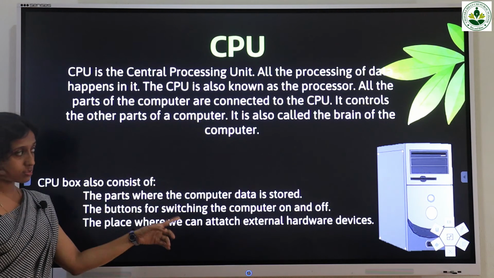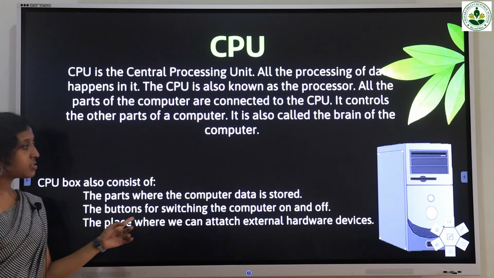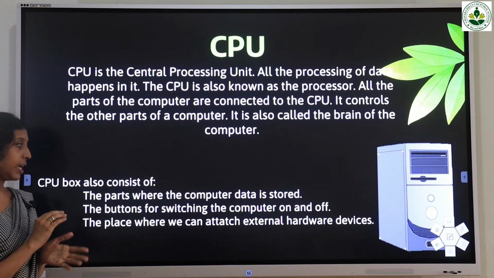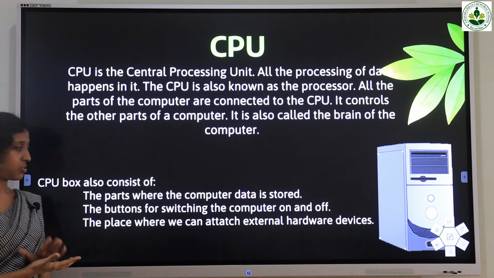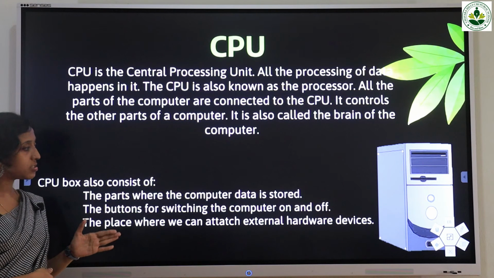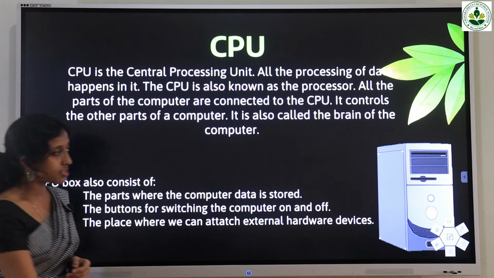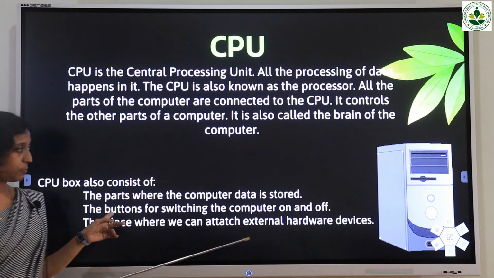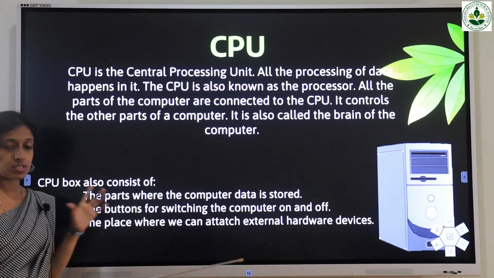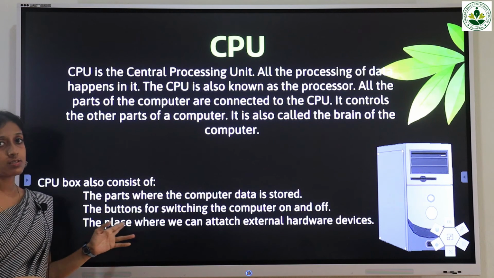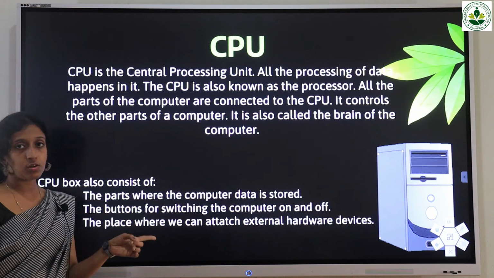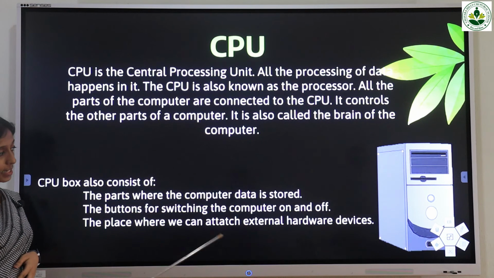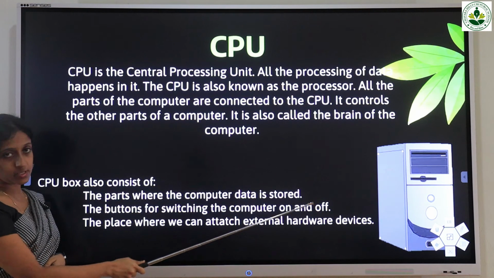The CPU is a box and it consists of the parts where the computer data is stored. It also has buttons for switching the computer on and off. You can see the buttons here for switching the computer on and off. So the CPU has some parts which can store data, and switches to switch the computer on and off.